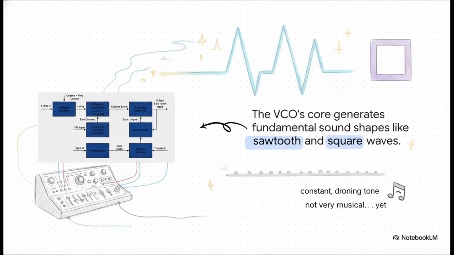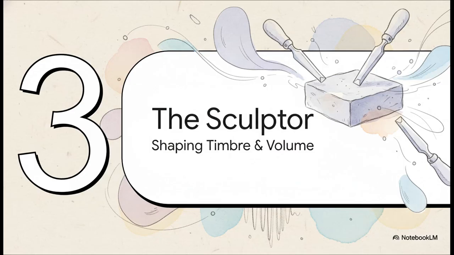And as you can see here, the VCO's whole job is to spit out a simple, repeating waveform. It can make a few different basic shapes, like a really buzzy sawtooth wave or a hollow-sounding square wave. This is our sonic clay, our raw material. But right now, it's just a constant droning noise. Not very musical, yet. So we've got our raw sound, but it's pretty harsh, pretty boring.